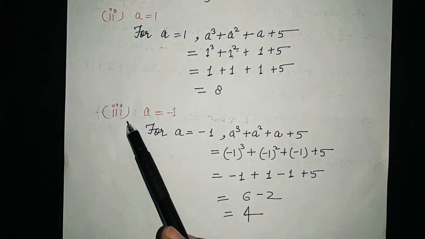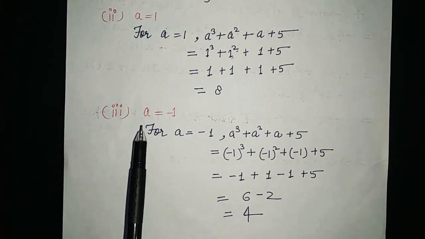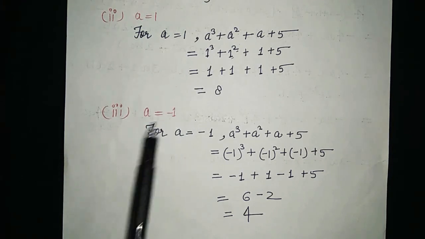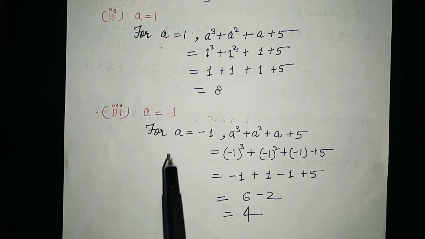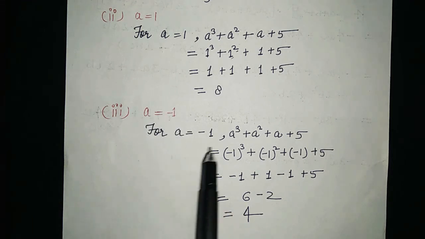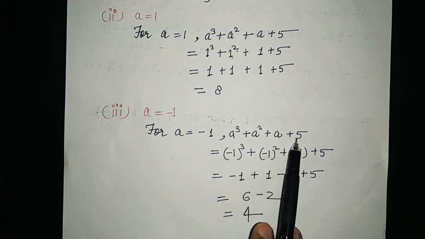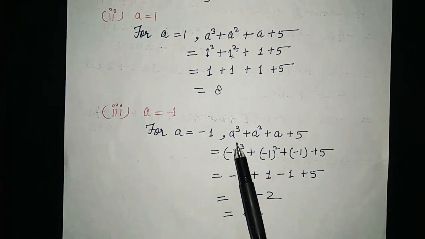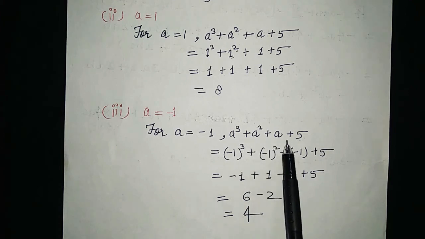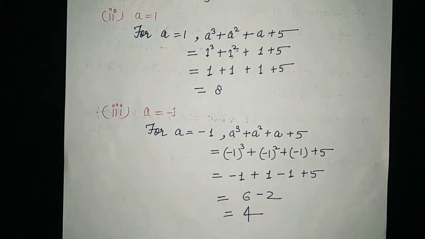Now see the third part of question number 4, B part. Here for a is equal to minus 1, for this value we will solve the expression. Now again we will put the value of a in the result of the given expression. This expression we have got after simplifying the given expression. So again we will write a cube plus a square plus a plus 5. Now we will put minus 1 for a.